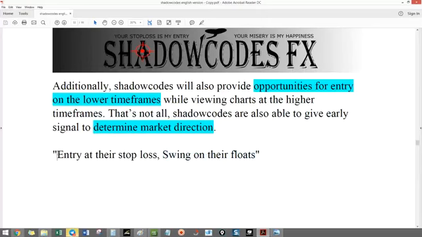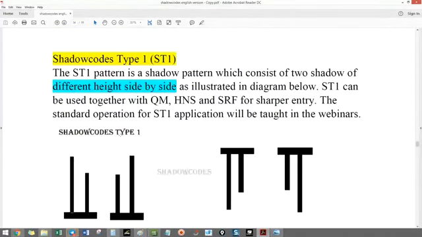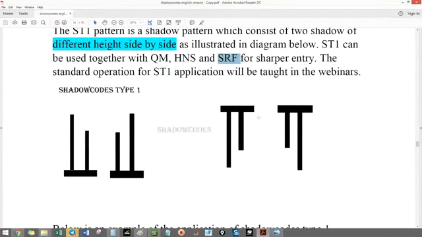So this is our trading code. Entry at their stop loss, swing on their floats. So shadow codes type 1. The ST1 pattern is a shadow pattern which consists of two shadows. I'll read the keyword: two shadows of different height side by side. Two shadows of different height must be side by side as illustrated in the diagram below. ST1 can be used together with QM, HNS, SRF for a sharper or better entry. The standard operation for ST1 application will be taught in the webinar.